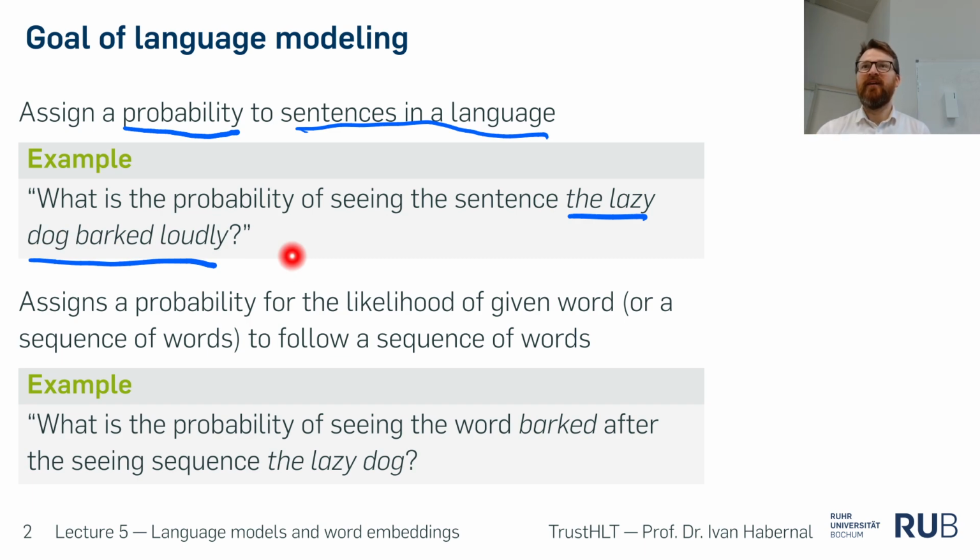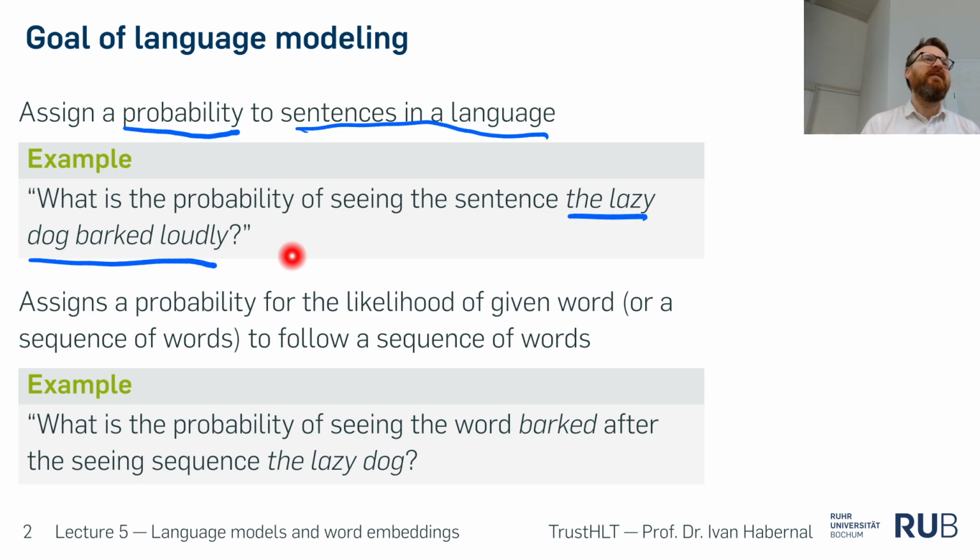Yeah? 20%. So you would say that of all the sentences you see in English, 20% of them would be the lazy dog bark loudly. You are using this very often. Okay, so in your language model, every fifth sentence would be the lazy dog bark loudly. Yeah, interesting. I mean, I would like to see your WhatsApp chats. Every fifth sentence is the lazy dog bark loudly.